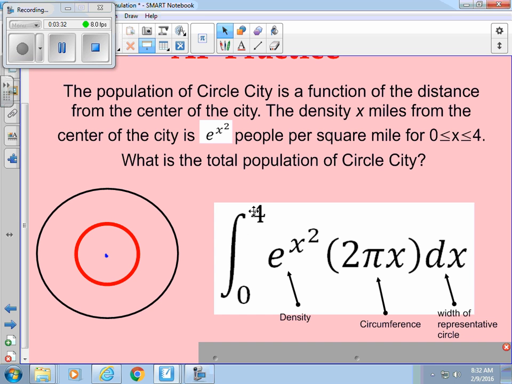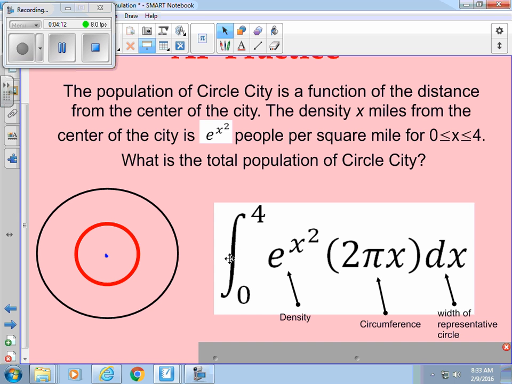So anytime you have to set up population density, this is how you do it. You do the population density function times the circumference times the d variable. Now, if they had used r instead of x, you do dr. It's whatever they use. It's not a big deal what the variable is. Why from 0 to 4? It said x, which remember was the distance from the center of the city, was 0 to 4. So we're looking at a city that has a 4-mile radius.